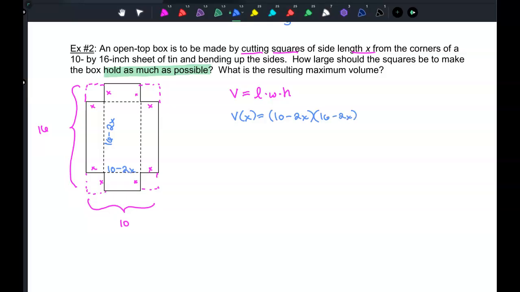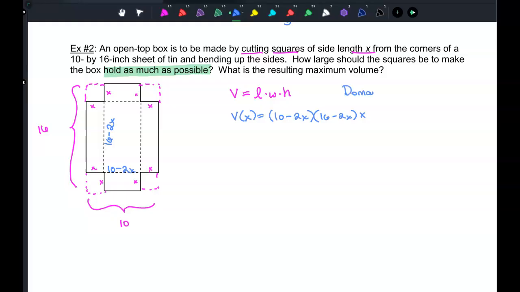And now the height. Well, I'm folding up this length, which is x. So, okay so far? That's the height, because if we fold this up, remember, think three-dimensional. Fold the edges up, what's the height going to be? X.